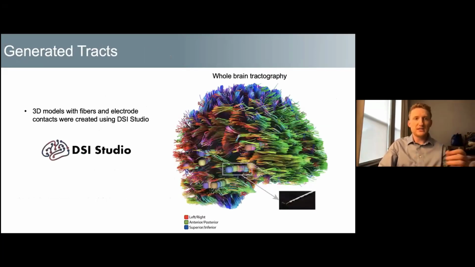So to achieve this, we use DSI Studio to model and generate fiber tracks along with the electrode contacts. So that's what we see here. Here's a depth electrode, and it is modeled using these little balls in the brain. Each ball corresponds to an individual contact point on the depth electrode.